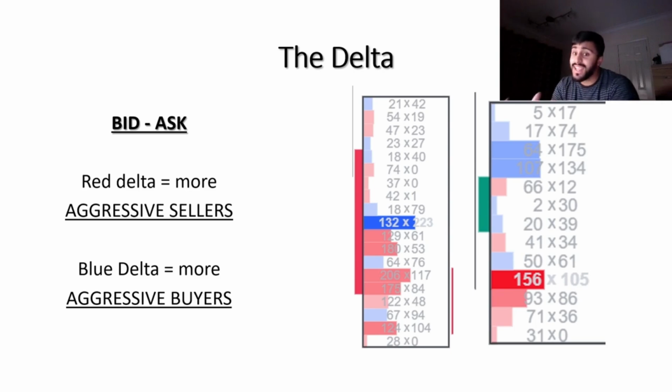Delta represents a negative delta. So there's more aggressive sellers than there are aggressive buyers. There's more sellers than there are buyers in the present moment. That's simple to understand. Red represents more selling. Quite intuitive. Now blue is the opposite.